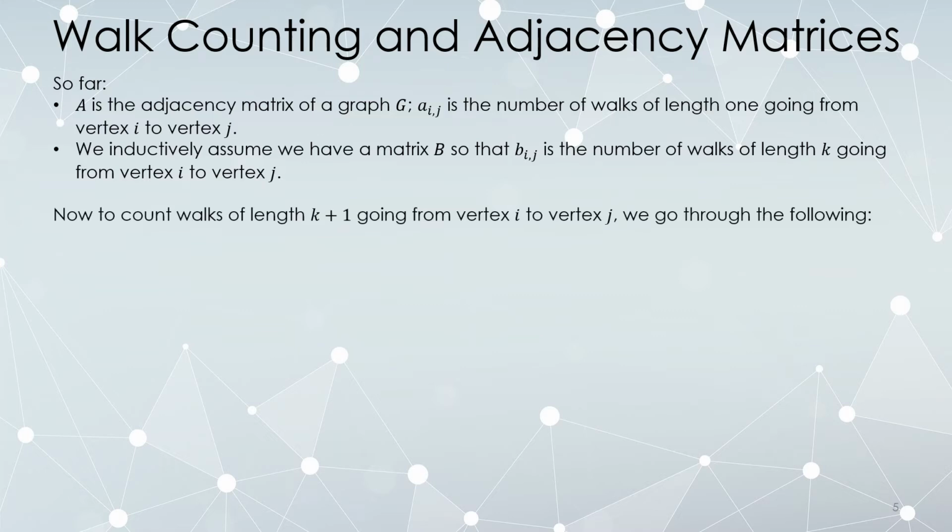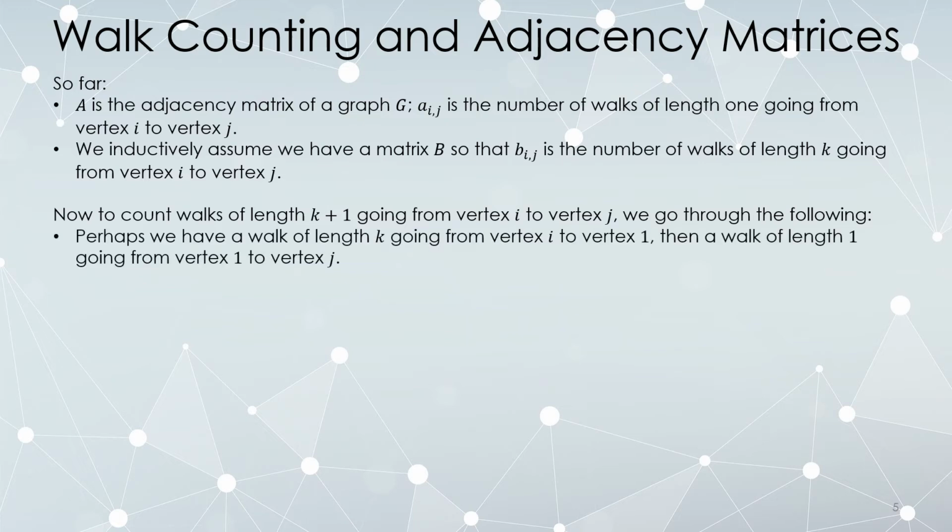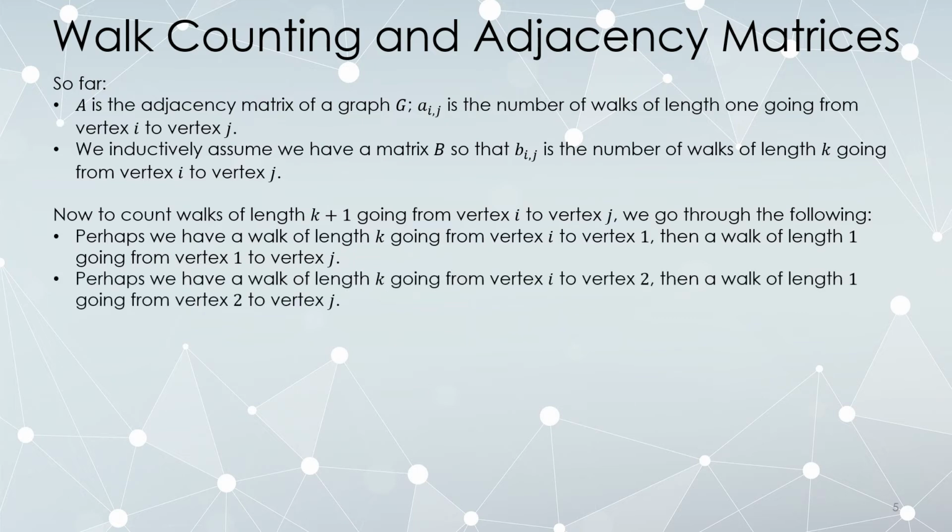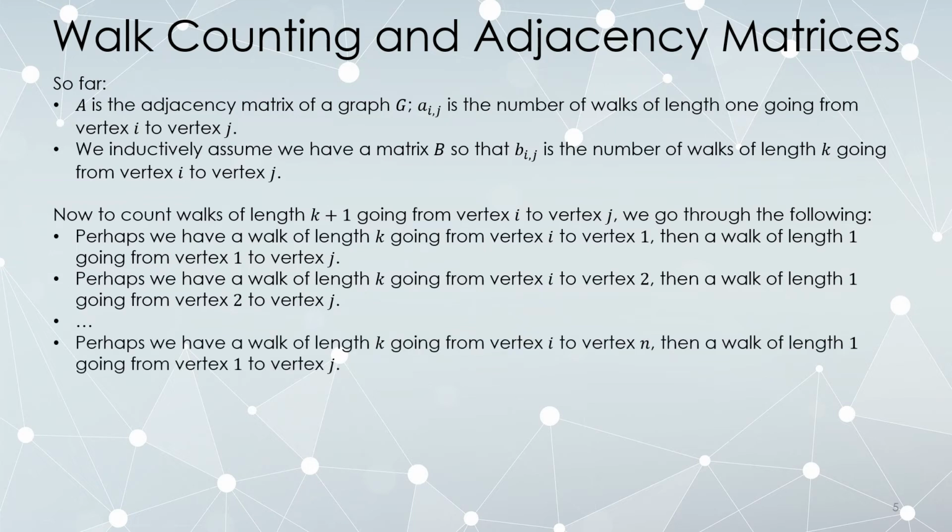Now to count walks of length k plus 1 going from vertex i to vertex j, we go through the following thought process. Maybe we have a length k walk that goes from vertex i to vertex 1, and then a single step going from vertex 1 to vertex j. Or maybe we have a length k walk going from vertex i to vertex 2, and then a single edge, a walk of length 1, that goes from vertex 2 to vertex j, and so forth. And maybe we have a walk of length k going from vertex i to vertex n, the last vertex in the list, and then a single step, a walk of length 1, going from vertex n to vertex j.